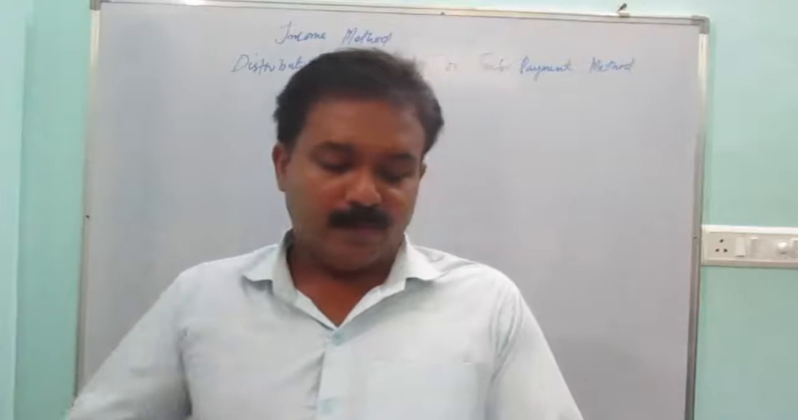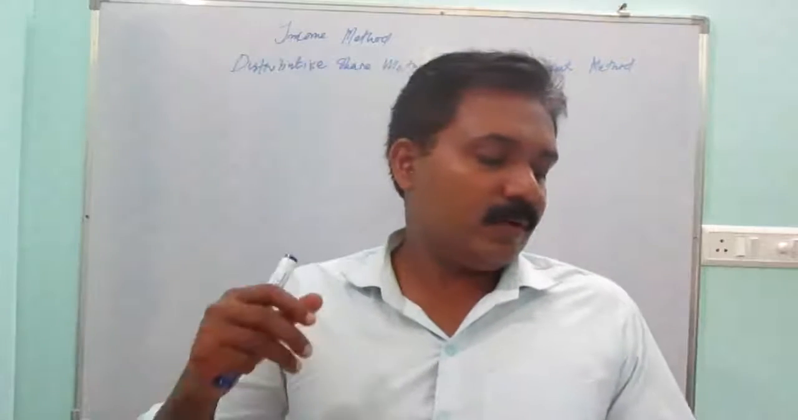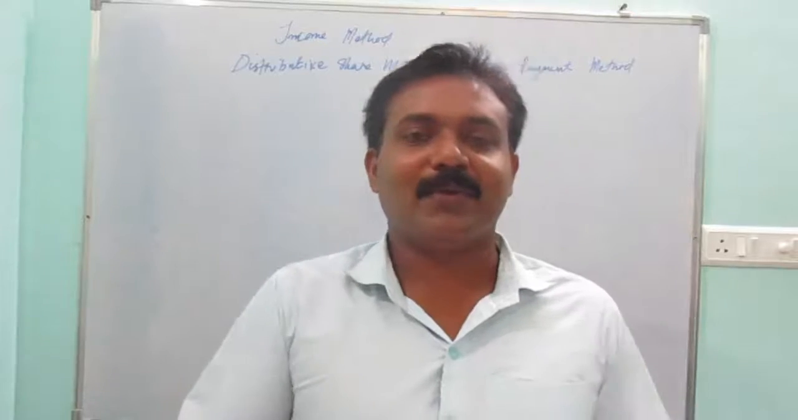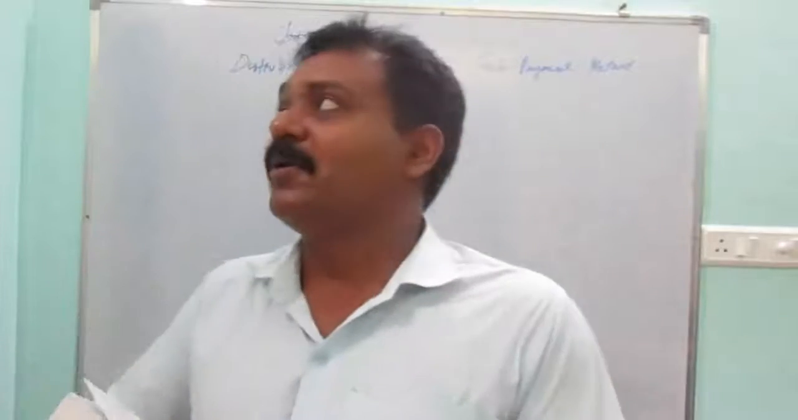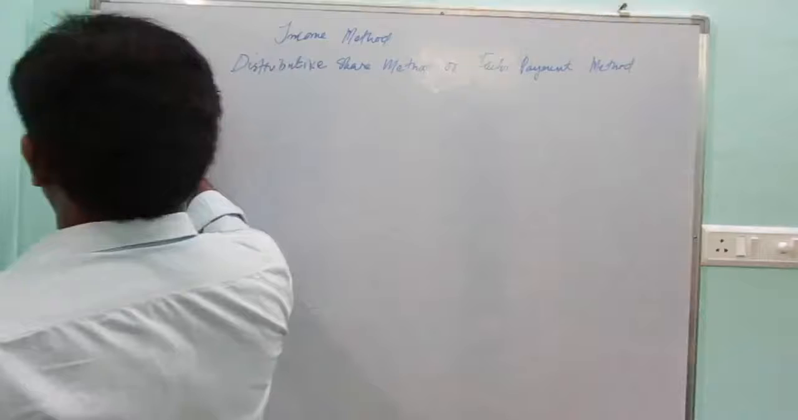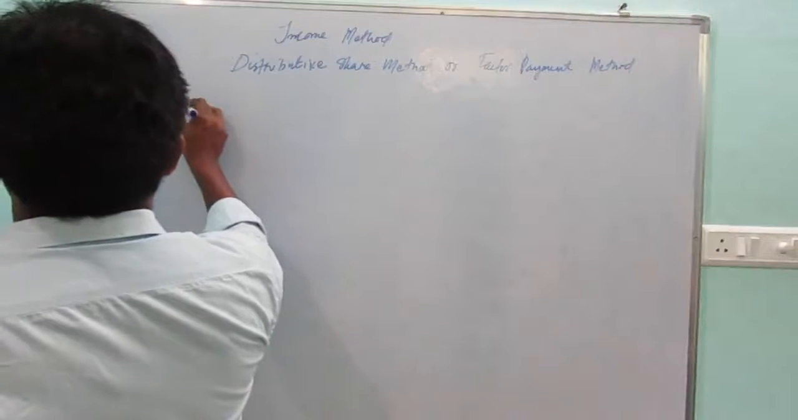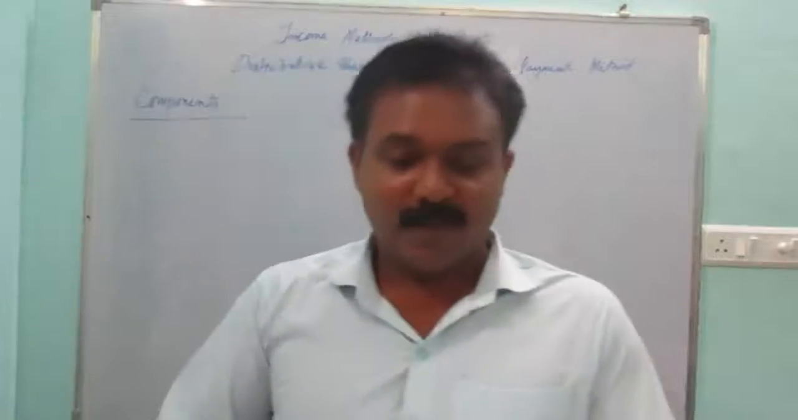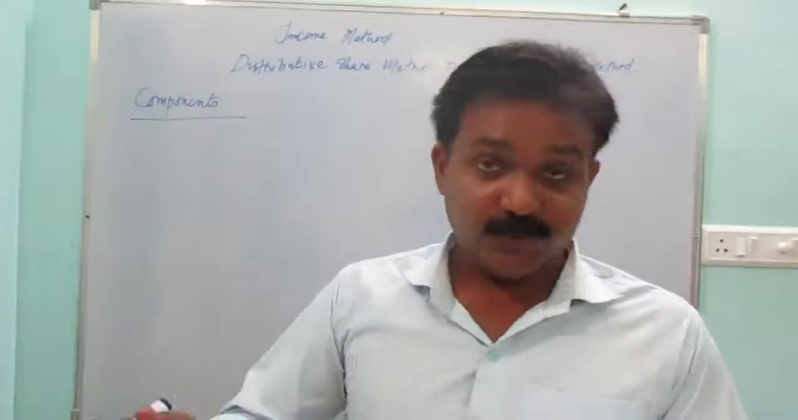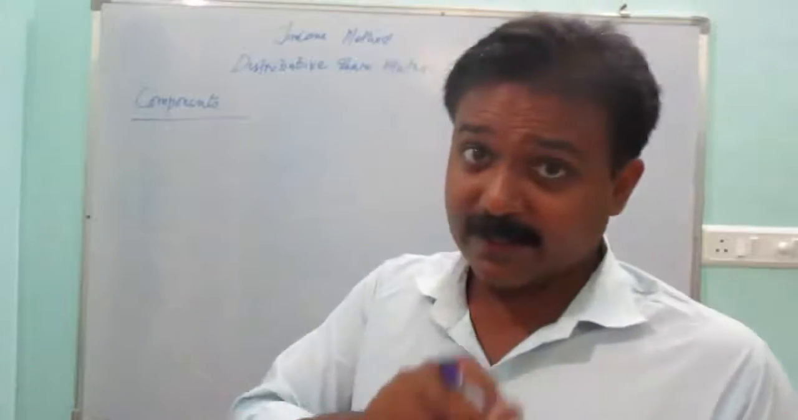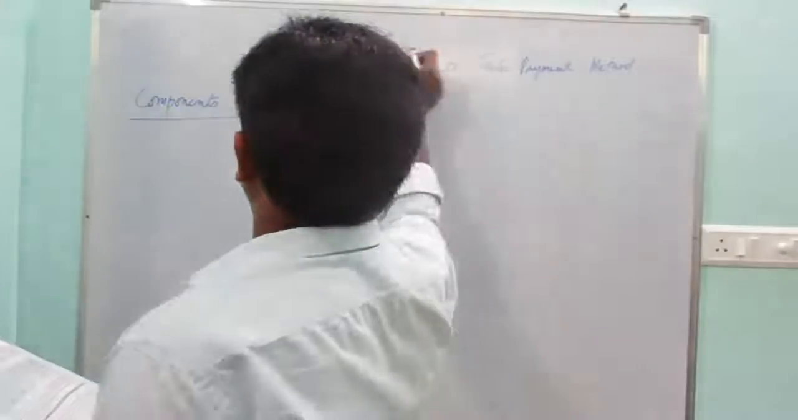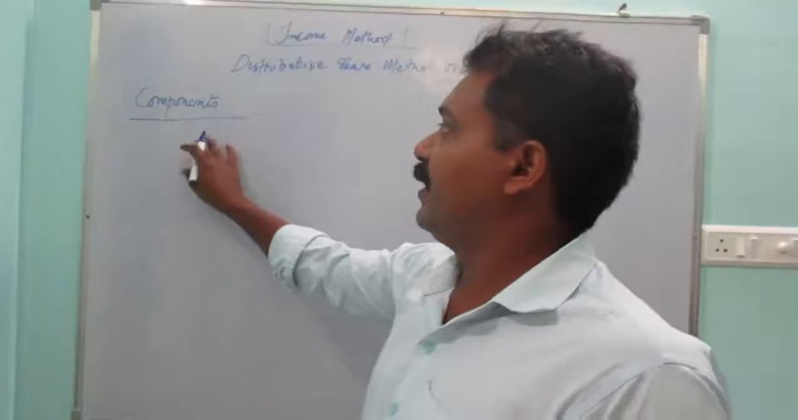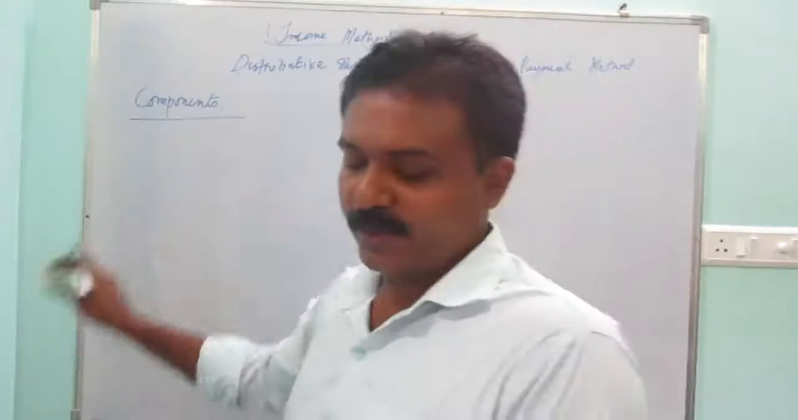Okay, so the components of factor income. What are the components of factor income? That's what we are now going to see. What are the components of national income? What are the components of factor income used in this method, the income method? Remember, we are studying only the income method. In that, what are the components used?